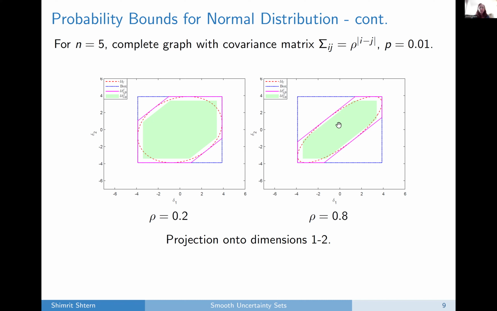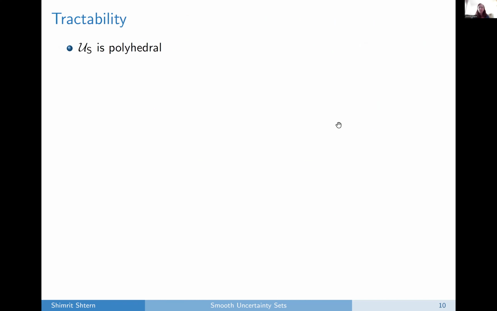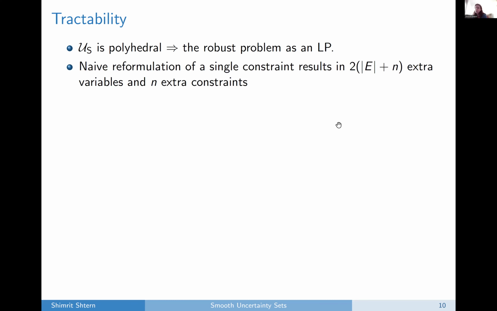So I hope this convinced you that we get some probabilistic guarantees from using this uncertainty set, but we now need to solve the problem. So the question is, how do we solve the problem? One can say, okay, the smooth uncertainty set is polyhedral, so we can use reformulation and get an LP or MILP, okay? And so we still are in the same kind of type of problem. But actually, because the number of constraints in the uncertainty set can be large, it depends on the number of edges, and this may be very prohibitive.